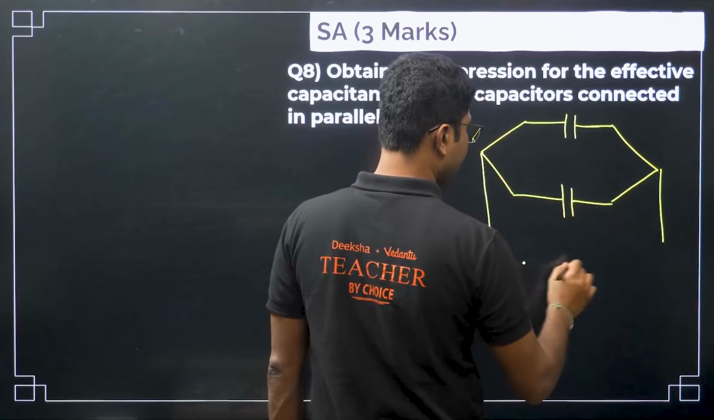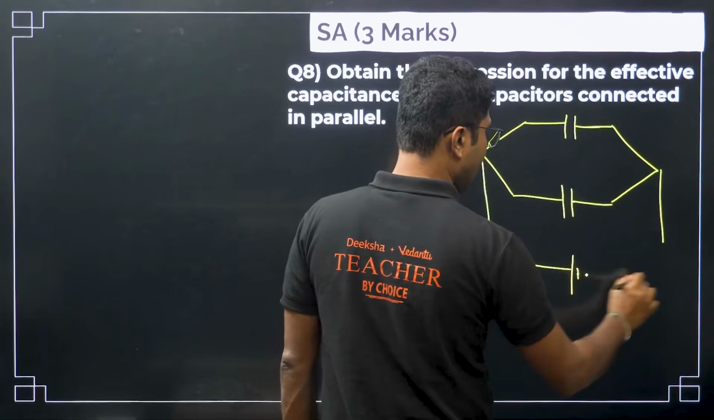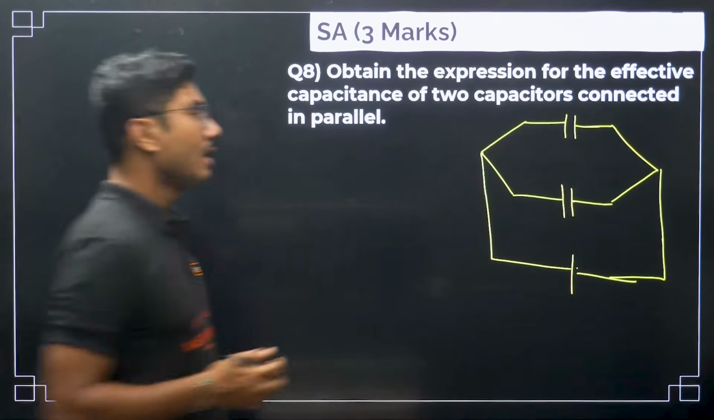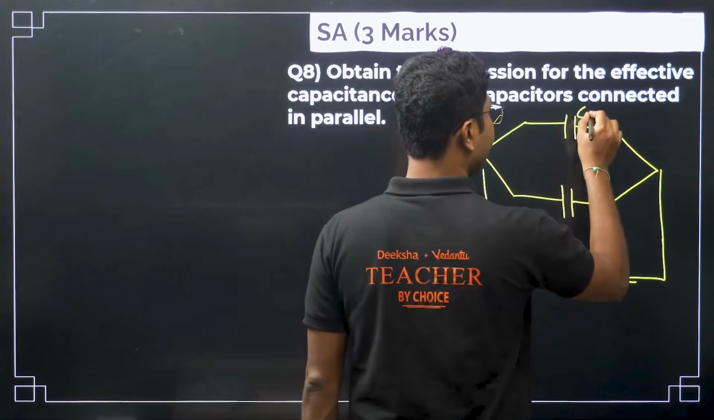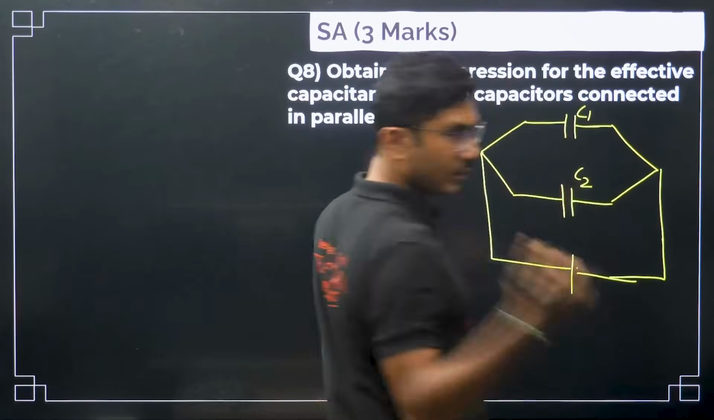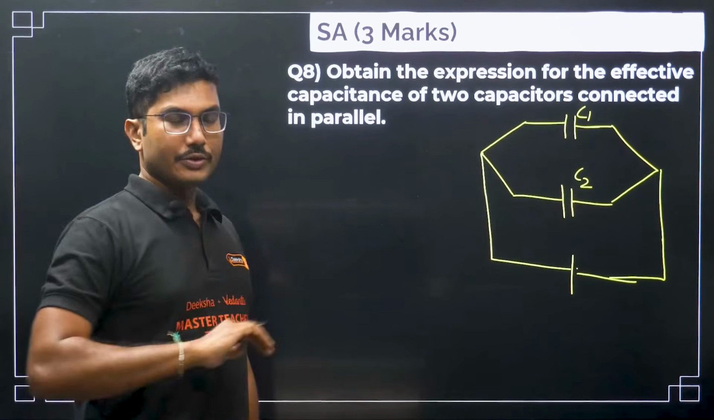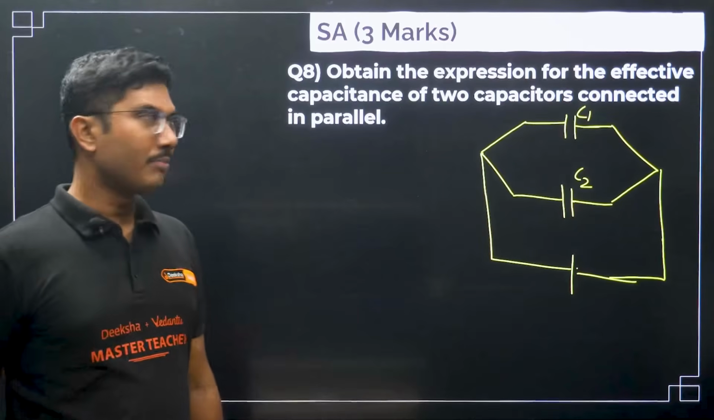Remember, one of the derivations will highly probably come. There is a high chance that this small derivation will definitely come. There is one more derivation, 3 marker. Okay, we'll see that. So these types of questions are very common from this chapter.